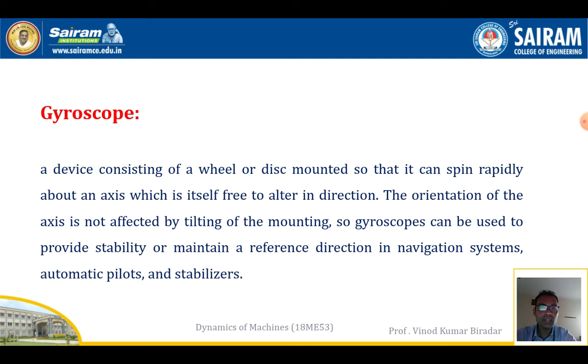Okay, the orientation of the axis is not affected by tilting of the mounting. So the gyroscope can be used to provide stability or maintain a reference direction in a navigation system, automatic pilot and stabilizers, and many more. This is the definition of gyroscope. Just to understand, a gyroscope is a mechanical device which is used to maintain the orientation of direction, in a naval ship, aeroplane, automobile sector, gadgets, electronic components, and many more.